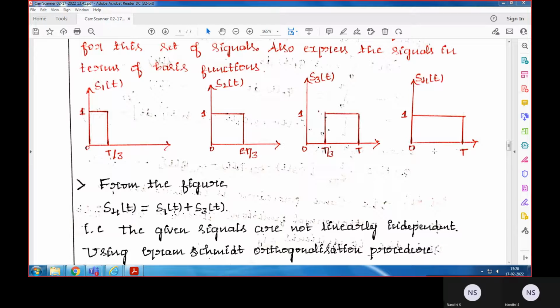So we are discarding S4 of t and we are calculating only with S1 of t, S2 of t and S3 of t. Here S1 of t, S2 of t and S3 of t are linearly independent.